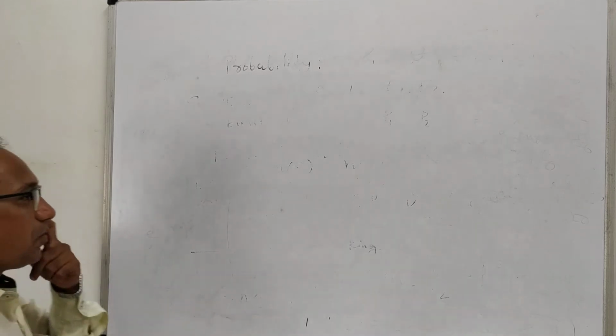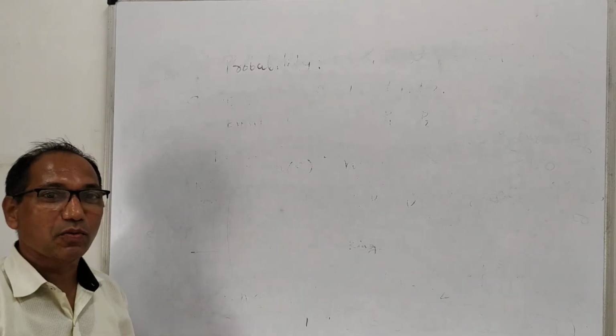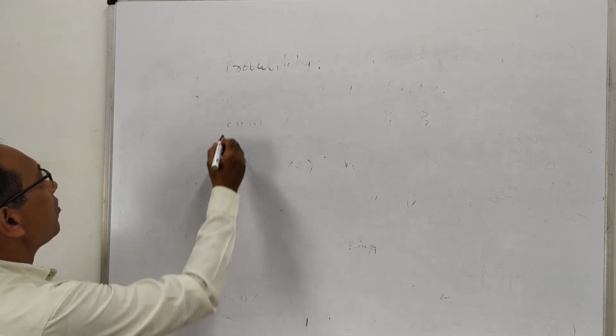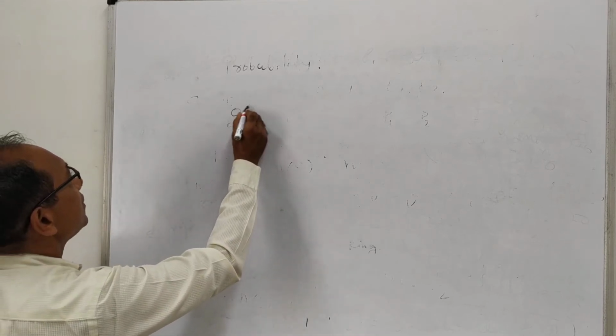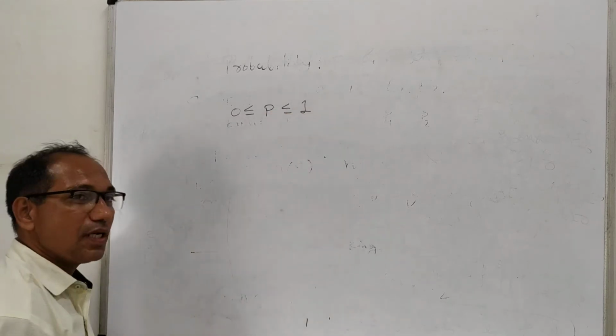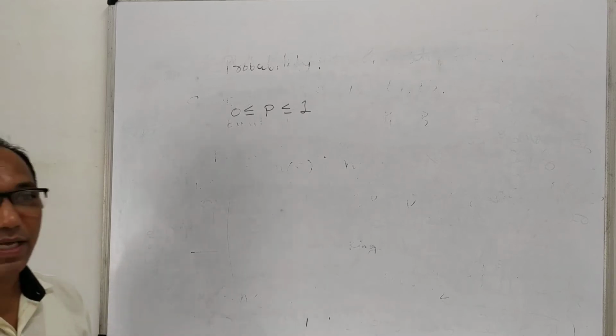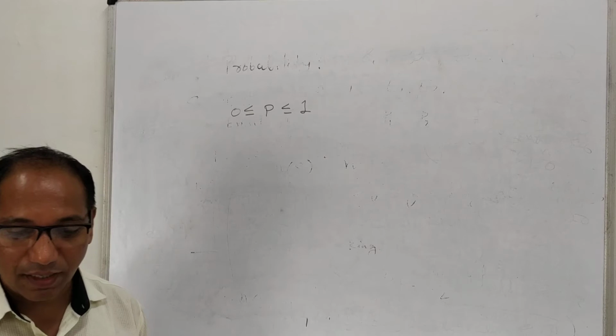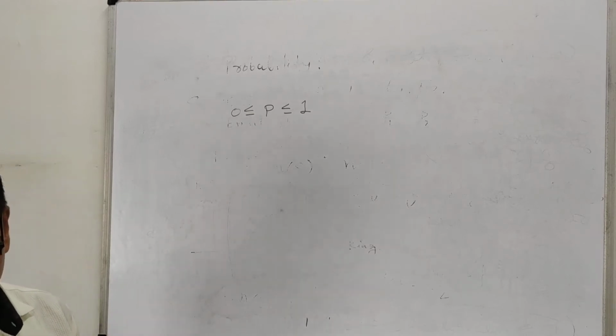So now see, the probability, you must be knowing from the school level that probability always lies between 0 and 1, including 0 and 1. It will not exceed. And if in percentage form we see, then the probability lies between 0 to 100%. Okay, is it clear to you?